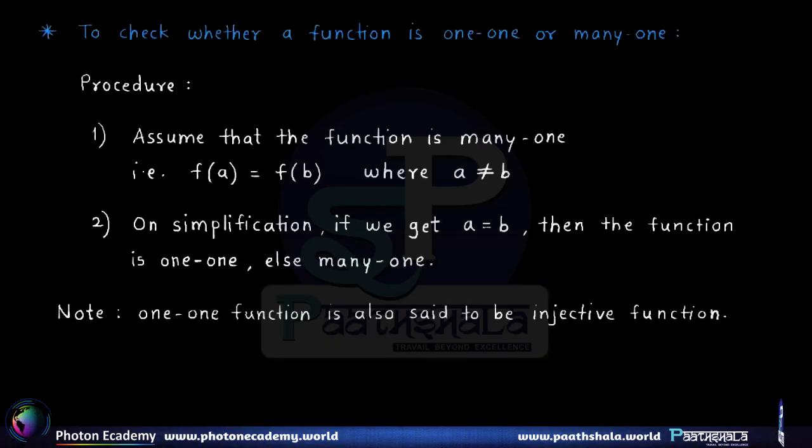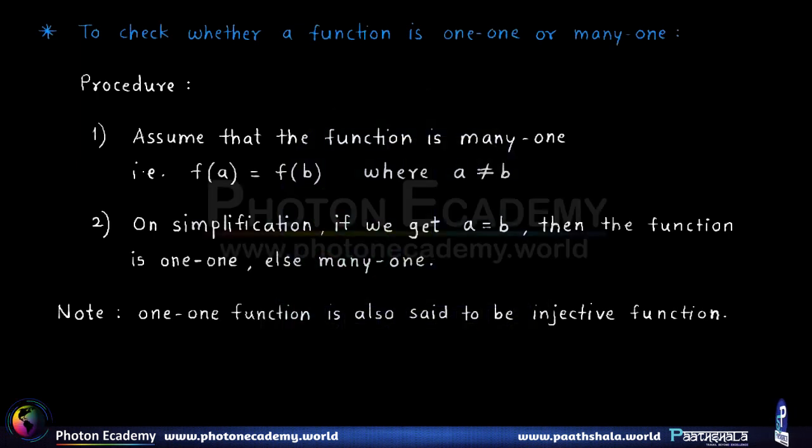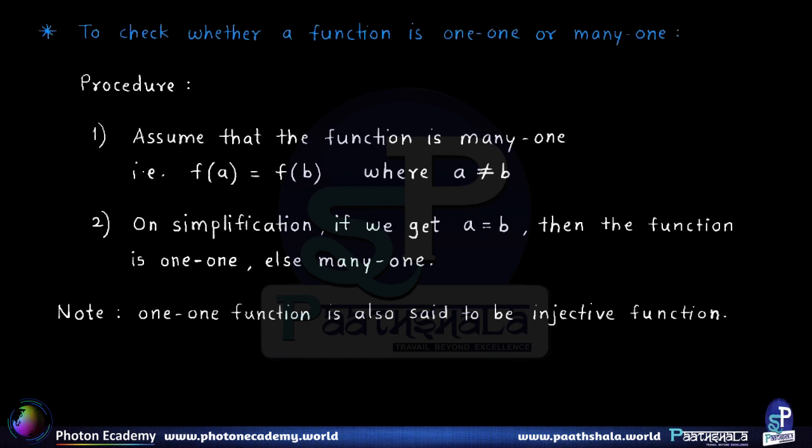Now let us see how to check whether a given function is one-one or many-one type. A simple procedure for that is that first we assume that the function is many to one. That means we can have f of a equal to f of b, where a and b are two different quantities, right? Now on simplifying this equation, that is f of a equal to f of b, if we get a equal to b, only then we say that the function is one-one. Otherwise the function is many to one.